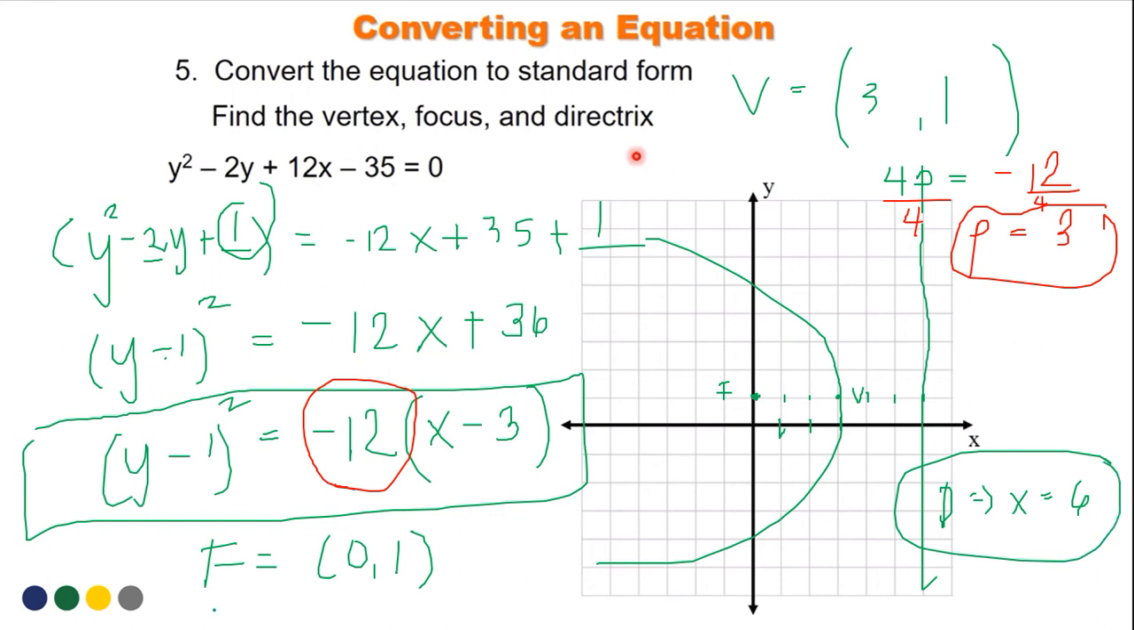Do you have any questions regarding number 5? None, sir. How do we identify it, sir? The y is squared, so my 4p, sir, is negative 12. So the only possible opening is to the left.